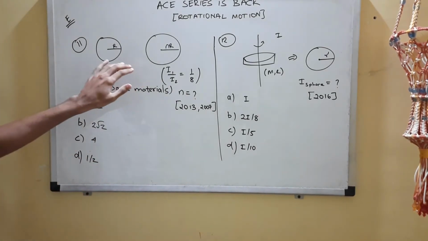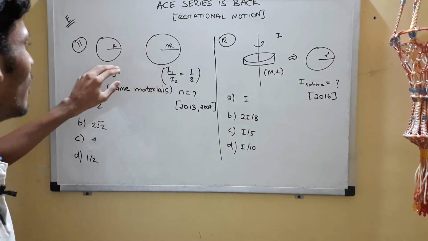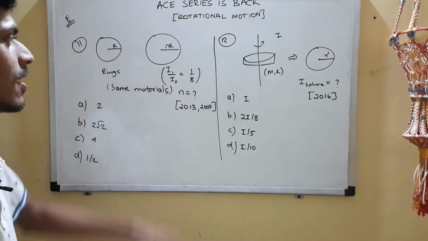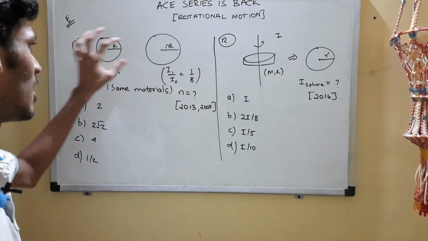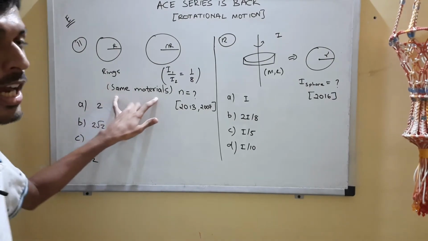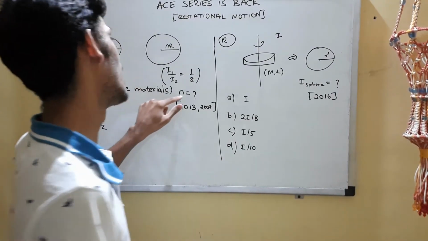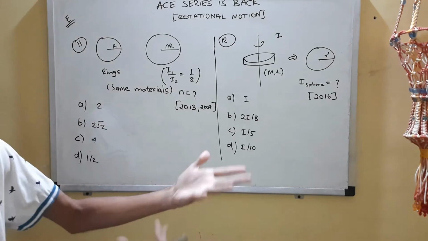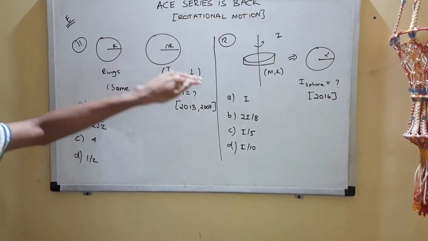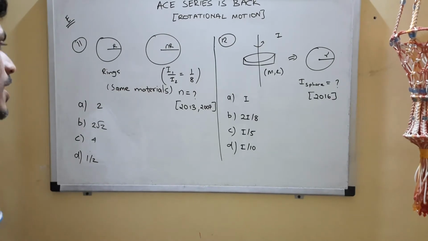Anyways, the ratio of the moment of inertia, I1 for this ring and I2 for this ring, is given as 1 by 8. This ratio of their moment of inertia is 1 is to 8. It is given that they are made of the same material, so find this n so that it fits her. Basically, find the value of that n. What is this n times the radius? How big is that n?